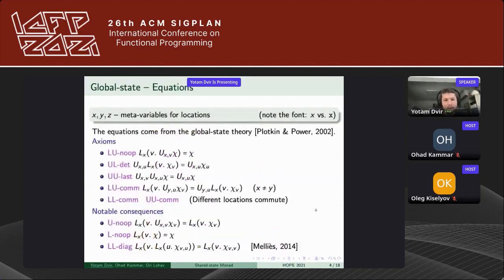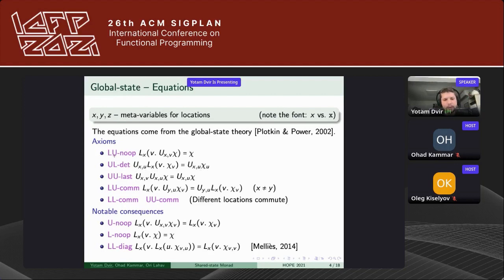Where did the equations that we used come from? They come from the global state theory, which is due to Plotkin and Power. Here we have the axioms. The first three have to do with single state interactions. We already saw UU last. There's also UL determine, which says if I update X to U and then I look up X and continue accordingly, then I already know what I'm going to continue with. I know what the value I'm looking up will be because I just updated it. So this equation states that.